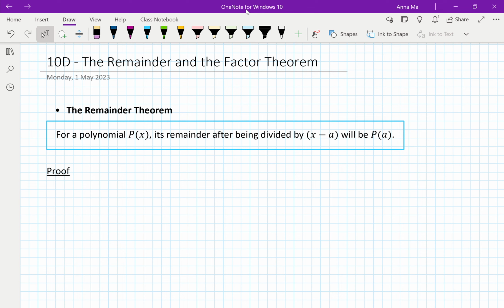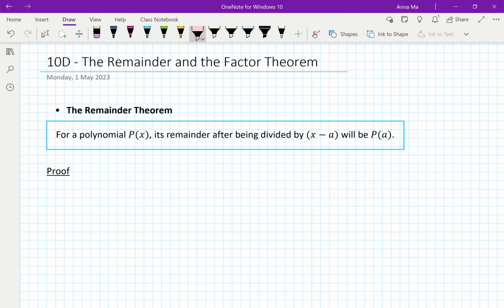Okay, so let's talk about the two theorems. They're pretty easy to prove, so I'm going to go through the proof as well. But the remainder theorem states that for a polynomial p of x, its remainder after being divided by x minus a will be p of a.